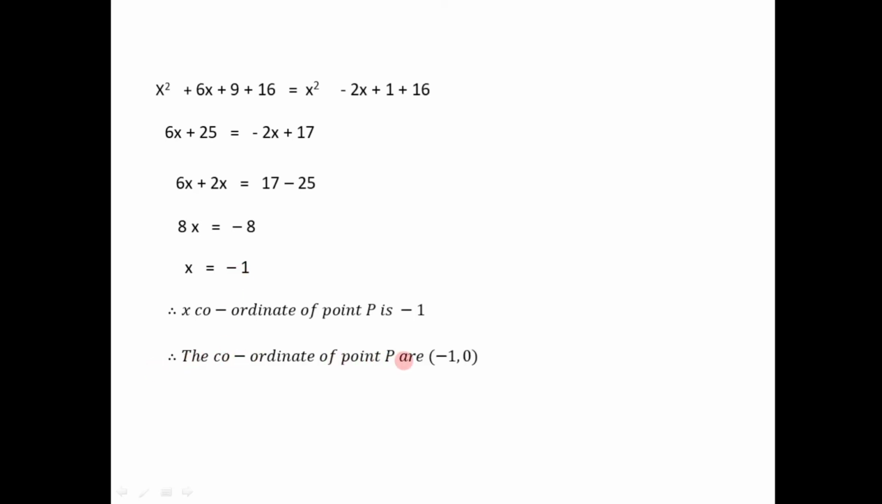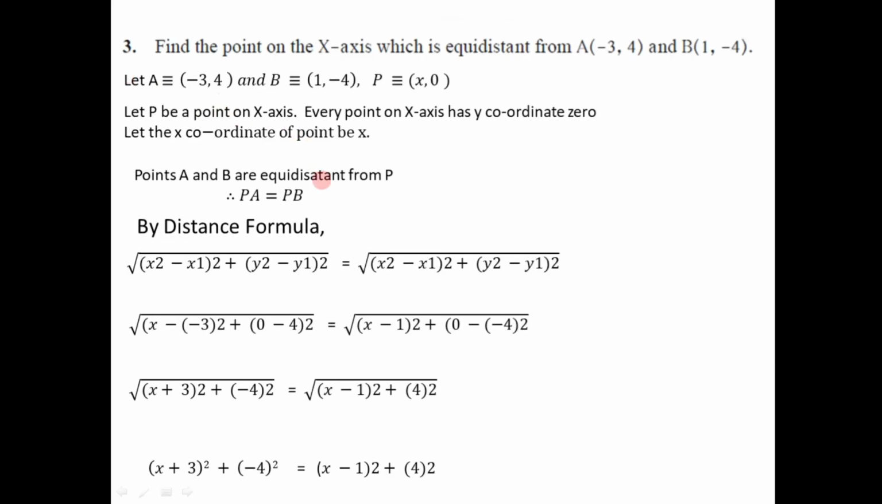Again, if we transfer 8 to the right hand side, it will be in the denominator. So minus 8 divided by 8, that will be minus 1. So here x is equal to minus 1. That is, the x coordinate of point P is minus 1. And the coordinates of given point P are minus 1, 0. So minus 1, 0 are the coordinates of the point on the x-axis.